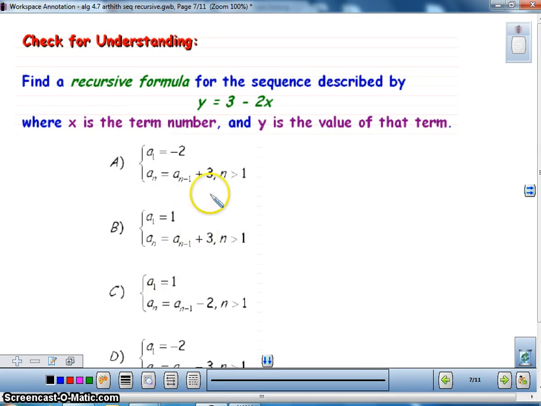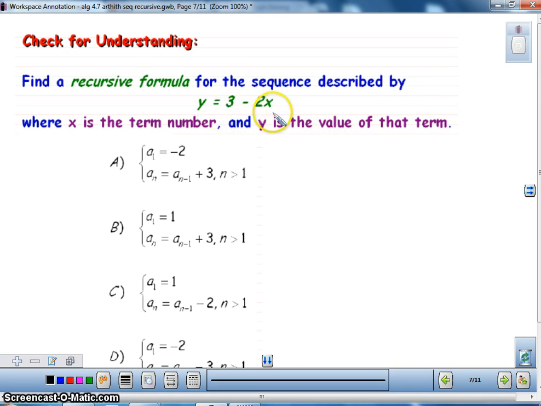We are now asked to take a look at the recursive formula and look at this one. It's kind of like our slope-intercept form. Only thing it tells us is our intercept, minus 2x. It says where x is the number of terms, y is the value of the term. So what we want to be thinking of is what's our common difference.